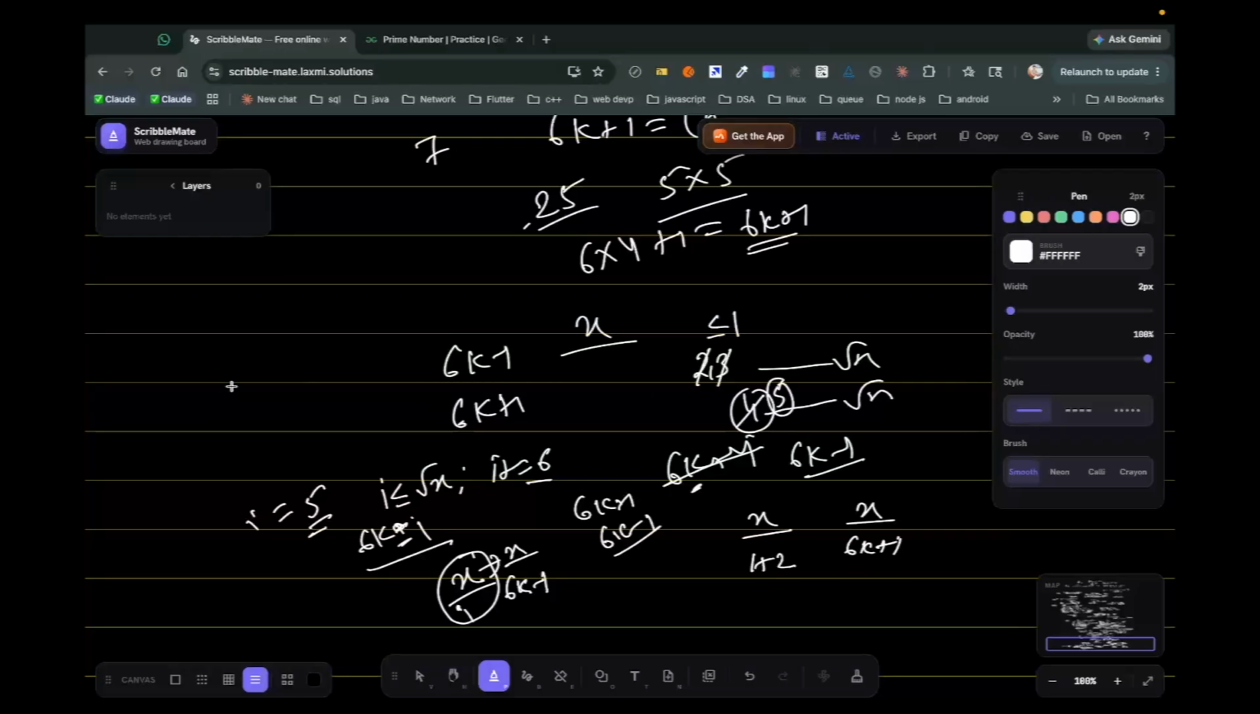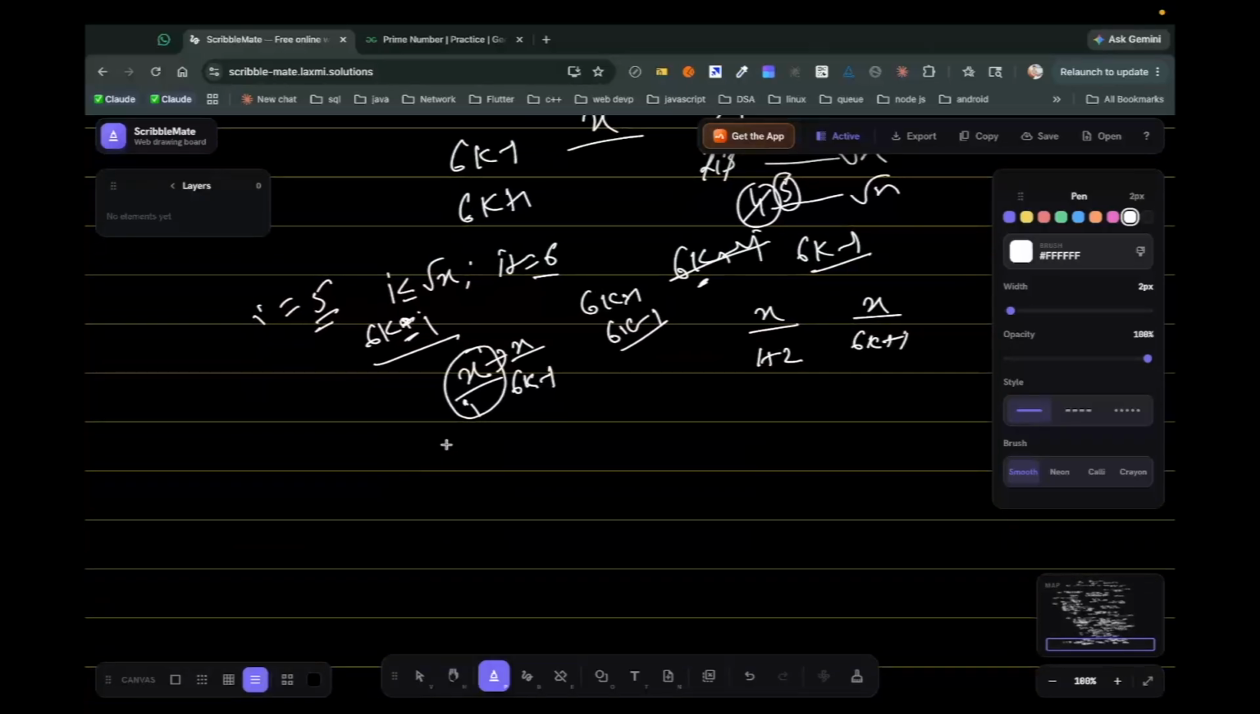So let's see this. We have x divided by 5, then we will divide x by 7, right? Then for the next iteration we will increment by 6. So I is 5 plus 6, that is 11. Then we will divide x by 11, then we will divide x by 11 plus 2, 13, right?